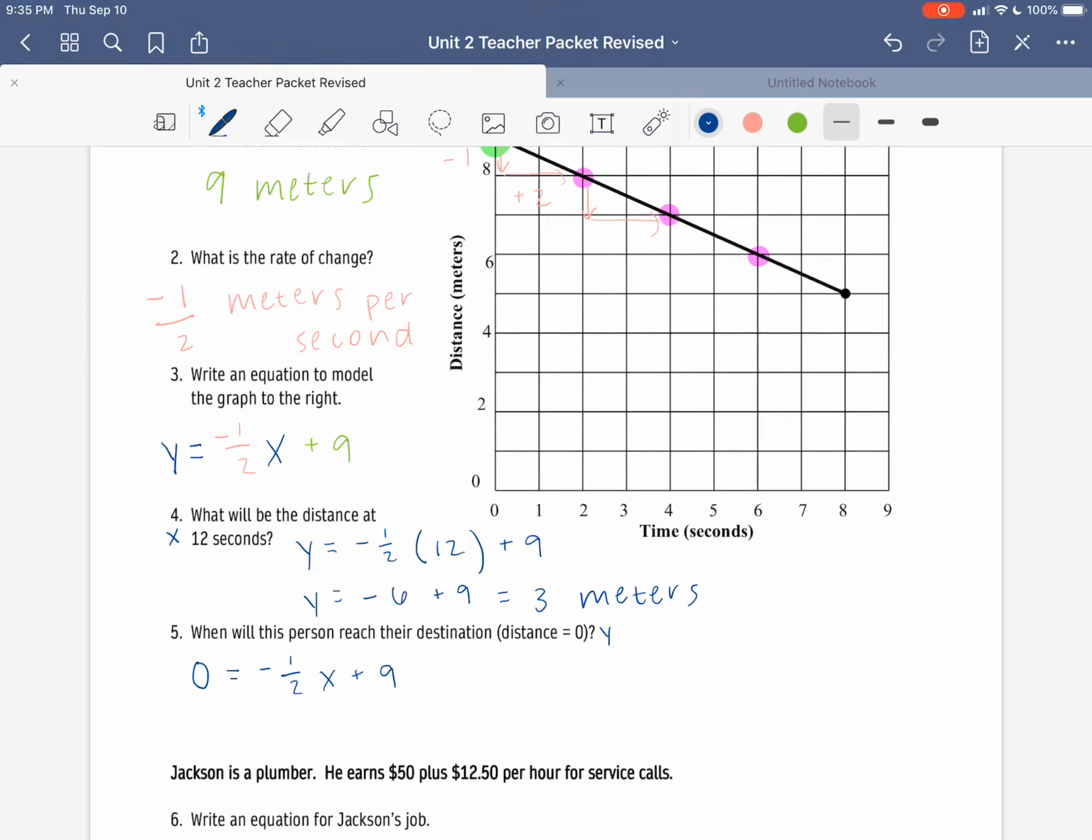And now we need to isolate the variable, so solve this one for x, which means on both sides I'm going to subtract 9, and I get -9 equals -1/2 x. Now to get x totally by itself, I'm going to divide by -1/2. And fun little math fact for you, dividing by 1/2 is the same as multiplying by 2 actually. So this is going to end up giving me +18 equals x, which means at 18 seconds, this person will be at distance 0, so they'll have reached their destination.